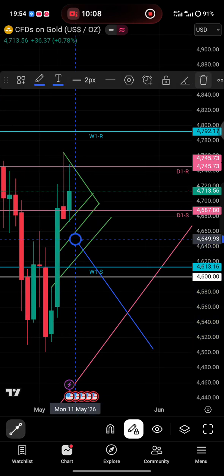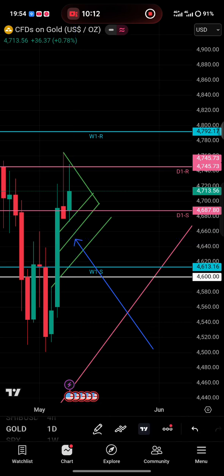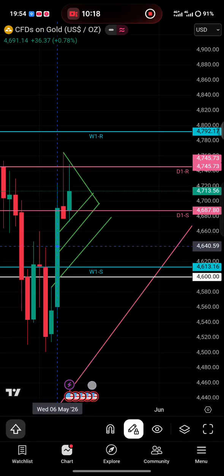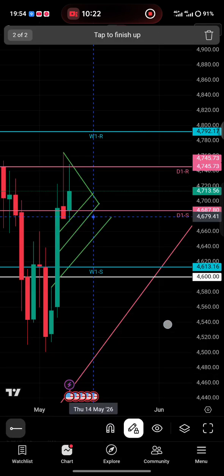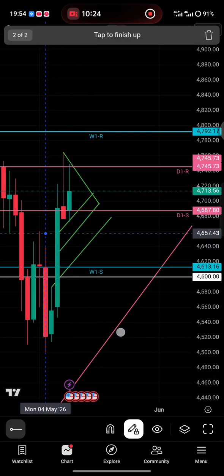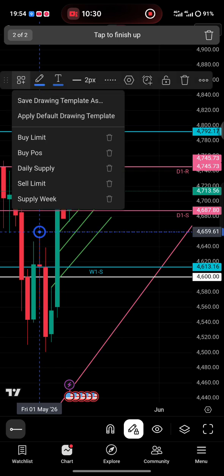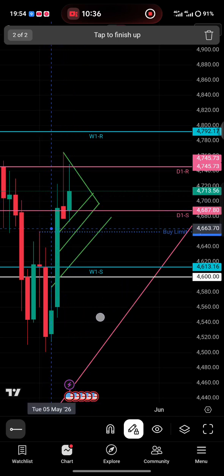So right now, I will be placing my buy limits at which spot? I'll be placing my buy limits over here. I'll use a horizontal ray. I'll be placing my buy limits over here right now. Why is it so? Because the chart has a chance of dumping to the next triangle, which means this is my buy limit.